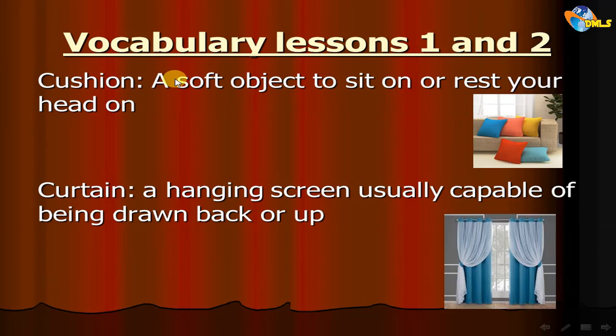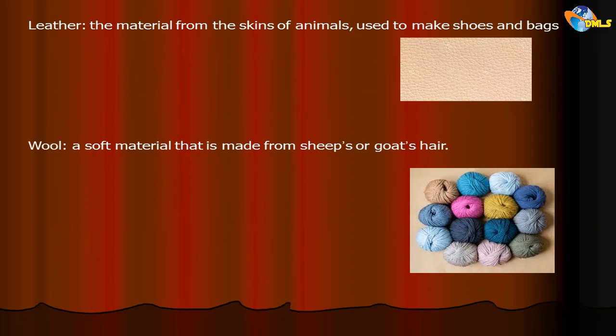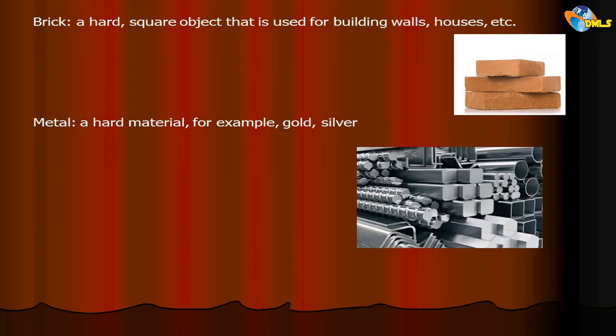Cushion, a soft object to sit on or rest your head on. Curtain, a hanging screen usually capable of being drawn back or up. Leather, the material from the skins of animals used to make shoes and bags. Wool, a soft material that's made from sheep's or goat's hair. Brick, a hard square object that is used for building walls, houses, etc. Metal, a hard material, for example, gold, silver.